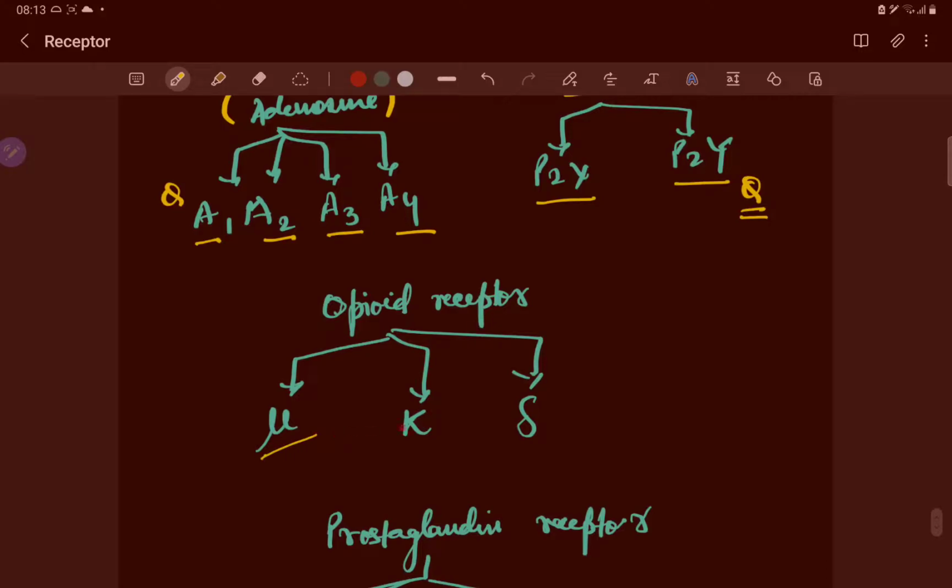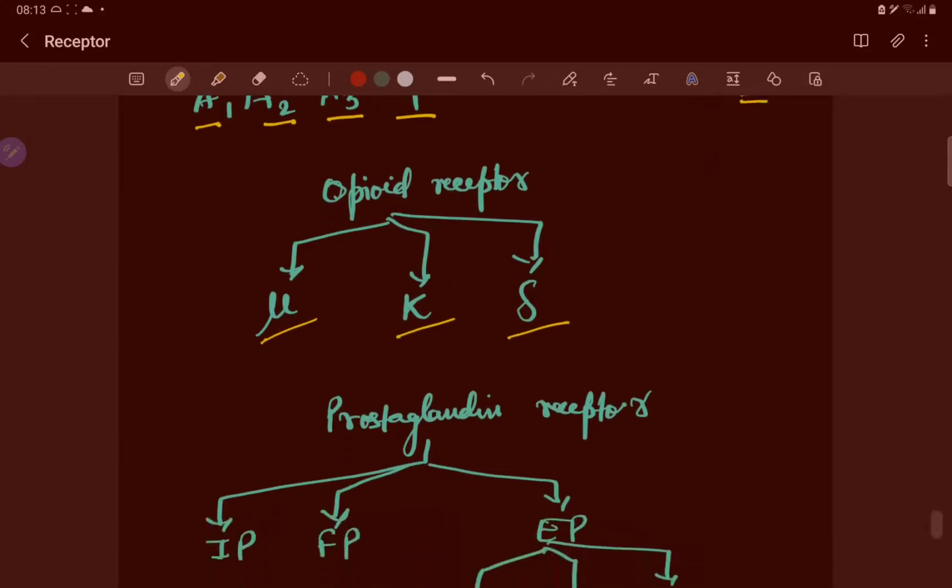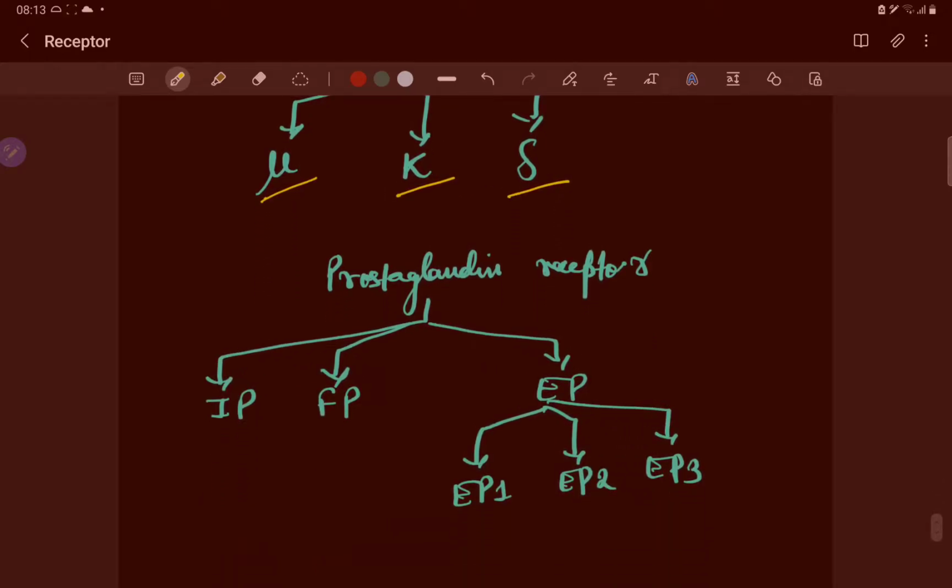Opioid receptors are mu, kappa and delta. In the prostaglandin receptors, basically you should just know IP, FP and EP, so I, F, E. In the EP it is EP1, EP2 and EP3. Basically my idea was to summarize all the receptors in one place, and then we'll go into the details of each receptor. Okay, thank you.